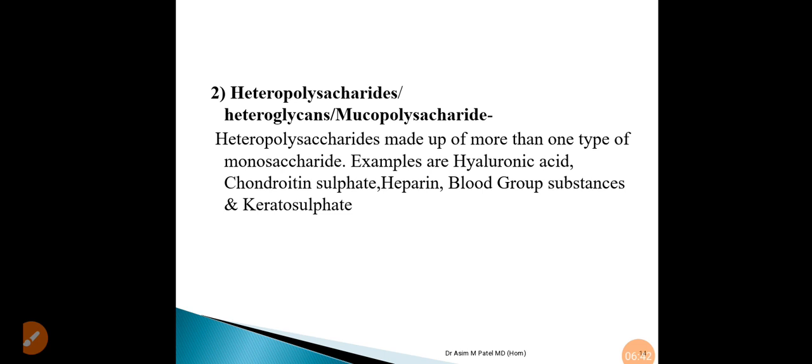The second type of polysaccharides is heteropolysaccharides. Heteropolysaccharides are also known as heteroglycans or mucopolysaccharides. They are made up of more than one type of monosaccharide unit. The examples are hyaluronic acid, chondroitin sulfate, heparin, blood group substances, and keratosulfate. These are the examples of heteropolysaccharides.